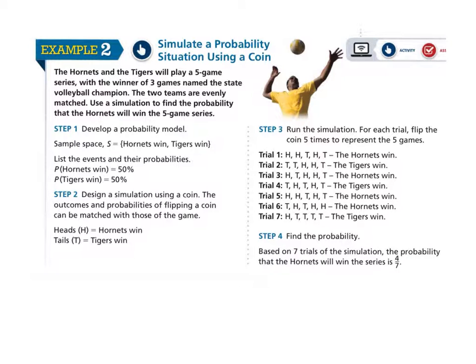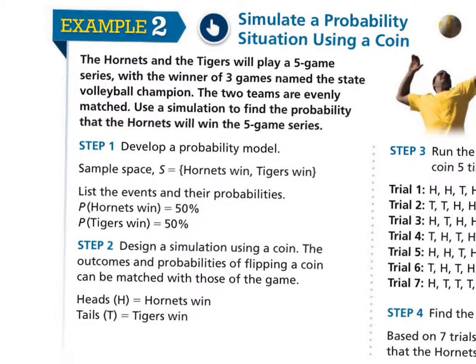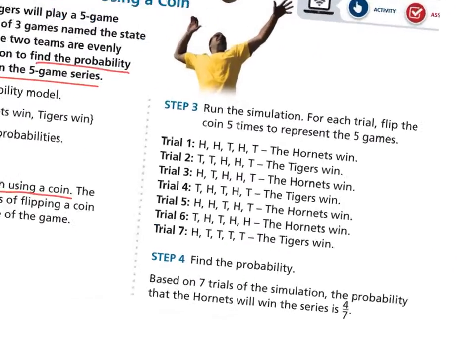Example 2. The Hornets and the Tigers will play a 5-game series with the winner of 3 games named the state volleyball champion. The 2 teams are evenly matched. Use a simulation to find the probability the Hornets will win the 5-game series. So they're just doing either Hornets win or Tigers win. 50% chance, we're saying, because it's evenly matched. And so they did a simulation using a coin, flipping a coin, because it's a 50-50 chance again. All right, and then they did a simulation.